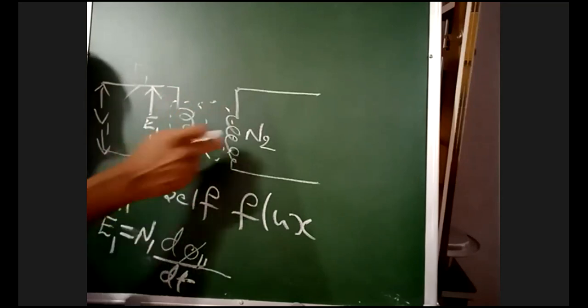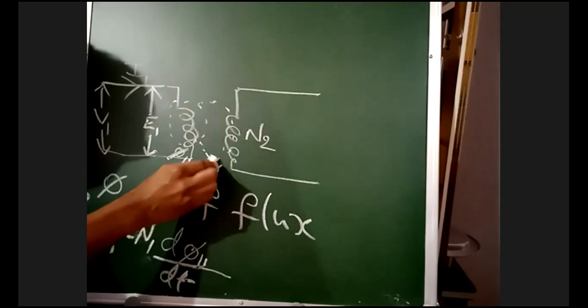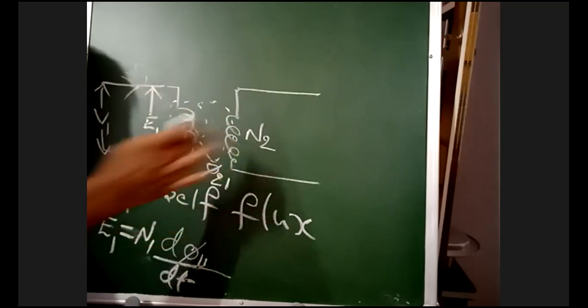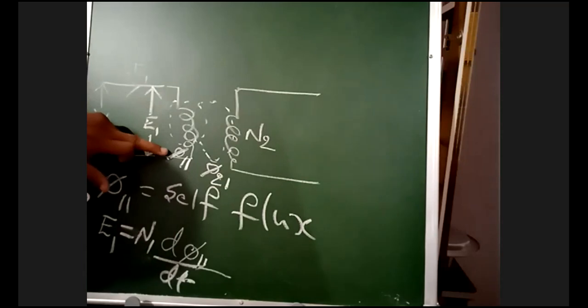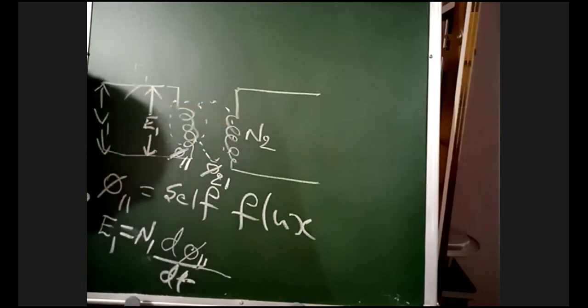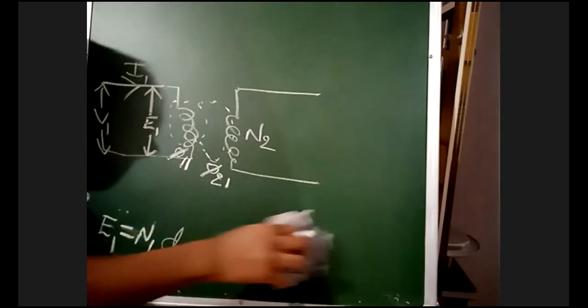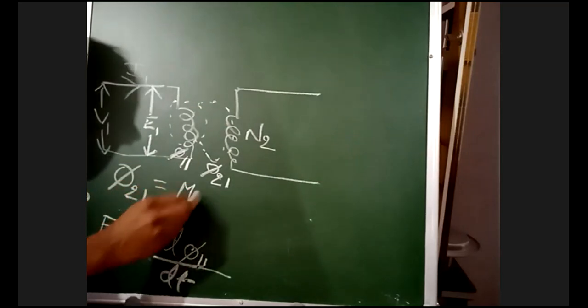Part of this flux is linking with the second coil. The flux developed in the second coil is phi 21. I am calling it the flux induced in the second coil. Phi 11 is the flux in the first coil, and part of this self flux is linking with the second coil. This flux phi 21 is called mutual flux.